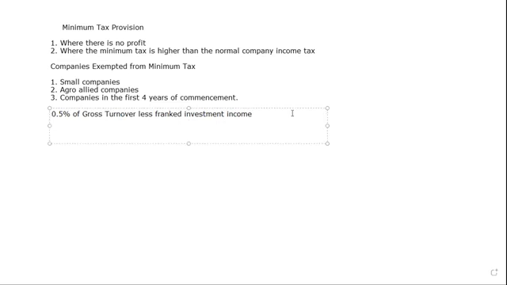Before 2022 year of assessment, that's for 2020 and 2021 year of assessment, they were using 0.25%. But for 2022 year of assessment, you use 0.5% of gross turnover less franked investment income. Right. Any question?